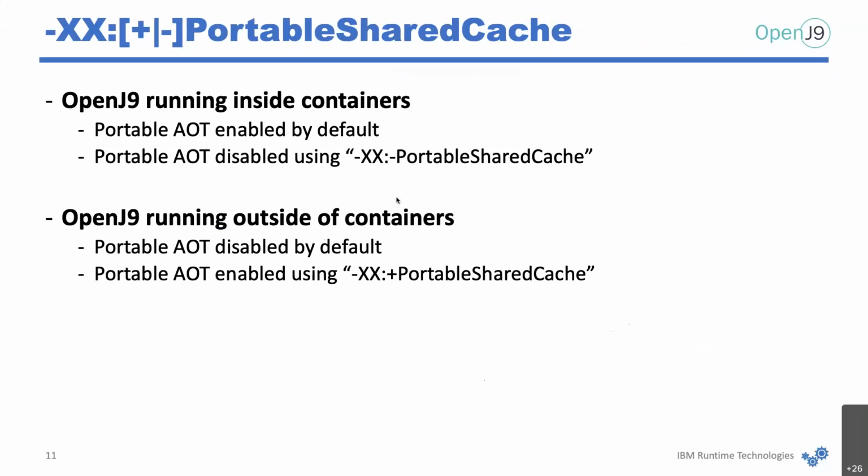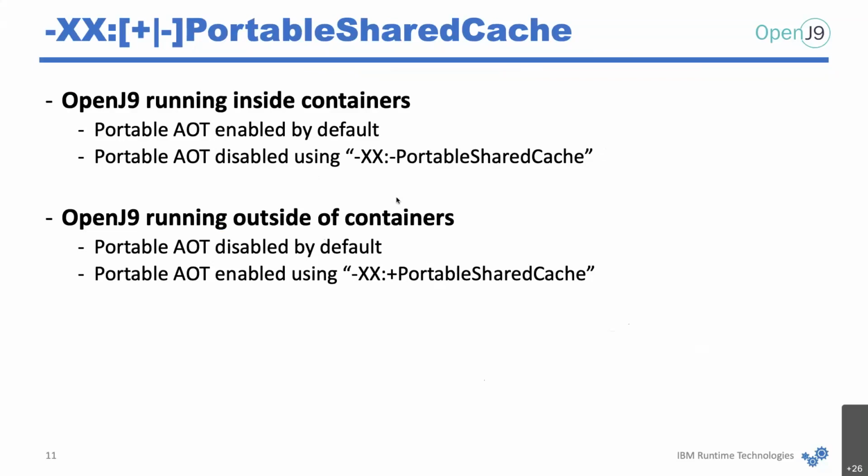That's pretty much it for the details of the portable AOT solution. And here's the option that we'll be using. The reason we named it portable shared cache instead of portable AOT is because portable AOT is just one part of the mission. The goal is to actually have a portable shared class cache for the cloud, and we are only addressing AOT portability because that's currently the only thing inside shared class cache that's not portable.